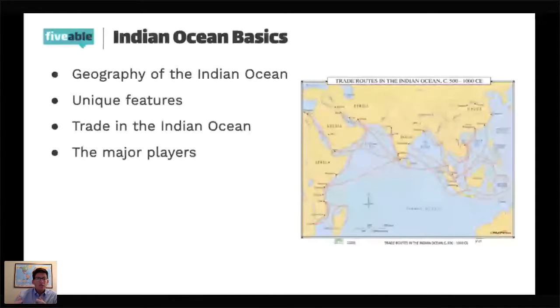The Indian Ocean overall is the dominant trade network of the post-classical era. Even with all the trade that's going on the Silk Road and how important it is, especially when the Mongols come along, the Indian Ocean is going to be trading in the highest volume of goods. There's more people in the Indian Ocean trading. There's more volume. Of course, there's more interactions of different cultures because of this.